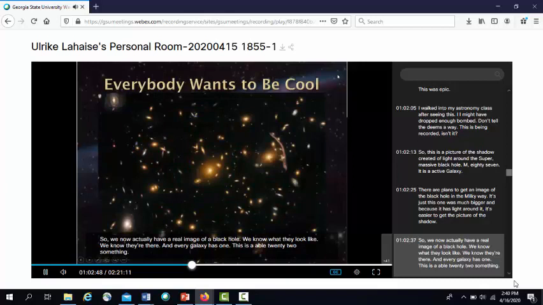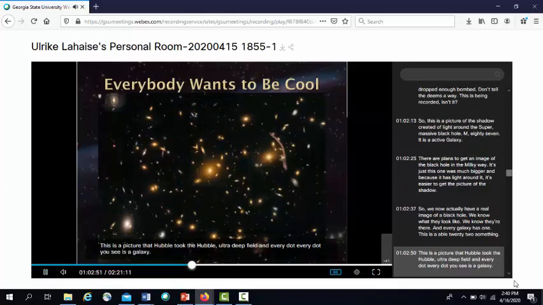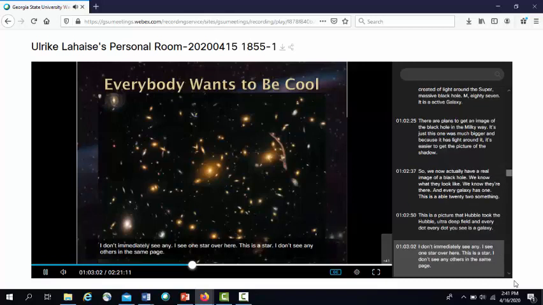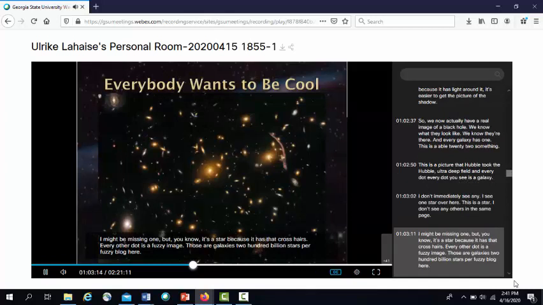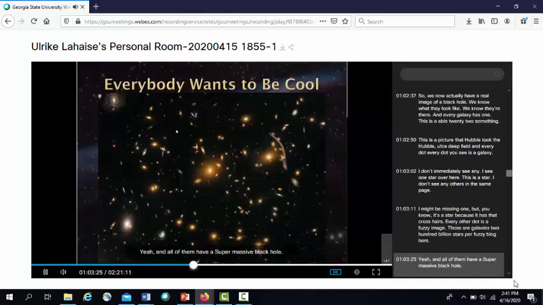This is Abell 22 something. This is a picture that Hubble took, the Hubble Ultra Deep Field. And every dot you see is a galaxy. I don't immediately see any stars. I see one star over here. This is a star. I don't see any others in this image. I might be missing one. But you know it's a star because it has that crosshairs. Every other dot is a fuzzy image. Those are galaxies. 200 billion stars per fuzzy blob here. Yeah, and all of them have a supermassive black hole.